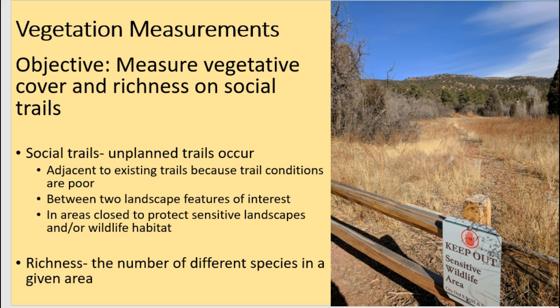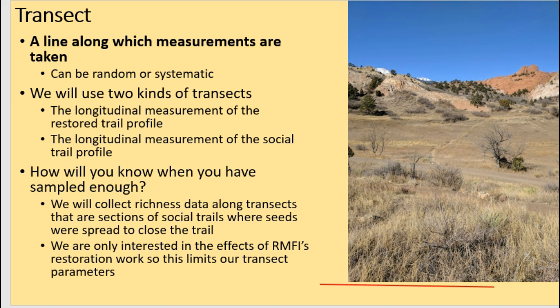Another term we'll use is richness. Richness is the number of different species in a given area. Some knowledge that should already be in our toolbox. A transect is a line along which measurements are taken. Transects can be random or systematic. We will use two kinds of transects. We'll look at the longitudinal measurement of the restored trail profile and the longitudinal measurement of the social trail profiles.